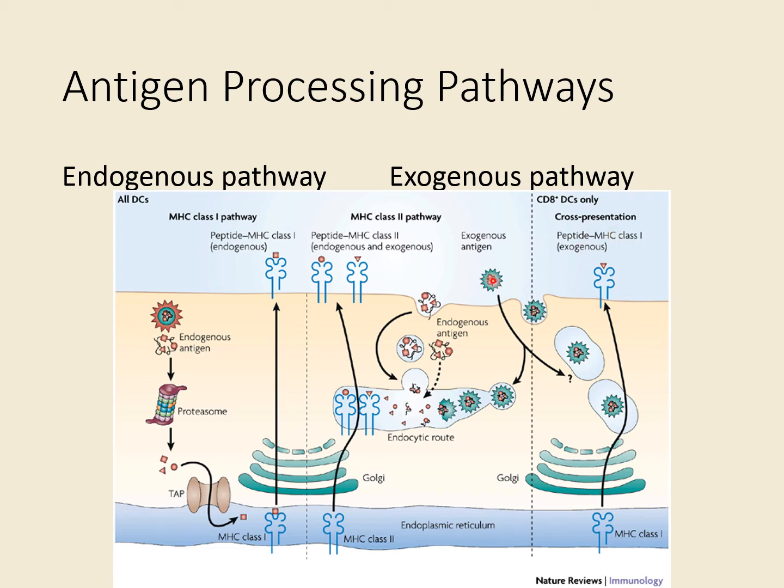In this case, the exogenous antigen is taken up by the cell by endocytosis, but it escapes the endosomes and ends up in the cytosol. Now it is taken up by the MHC class 1 molecule and displayed on the surface of the APC. So the first pathway, the MHC class 1 pathway, and the class 2 pathway can be used by all dendritic cells. However, cross presentation can only be done by the CD8 dendritic cells.